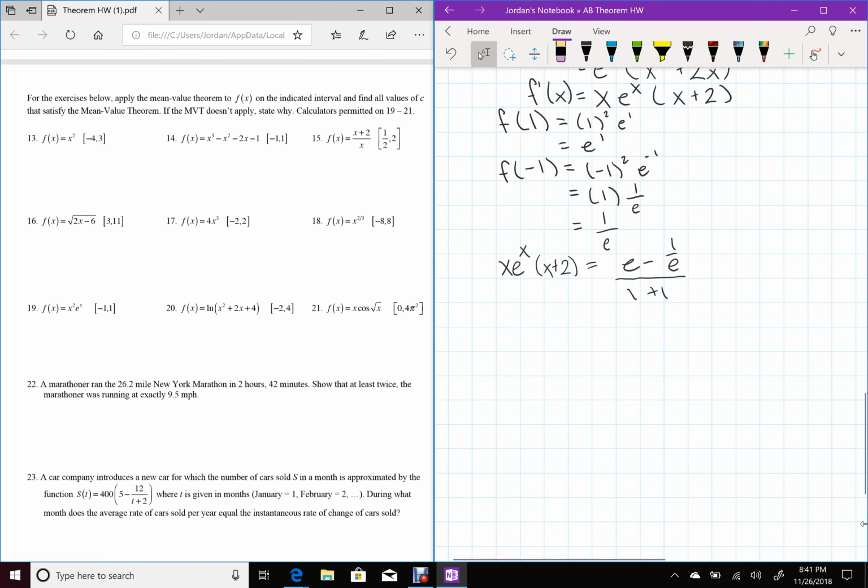And this is pretty much impossible to evaluate by hand, but if you set e to the x, x plus 2, equal to e minus 1 over e over 2, then you can set the two different things equal in your calculator. So in your calculator, you're going to want to set this as your y1 and this as your y2, and then you'll calculate the intersection. I'll be right back. I've got to grab my calculator.